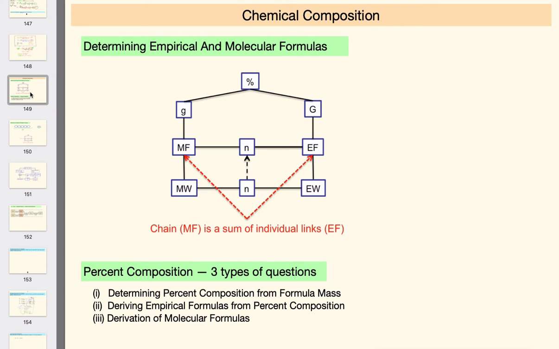The second type of general question we're going to have is called chemical composition. What I've shown you here is a little grid to help you see. There are 3 types of questions the books present. They determine percent composition from formula mass, from molecular formula to percent mass. Then the second type is you derive an empirical formula from percent composition. You start with the percent and you move to empirical formula. That's your second type of question.